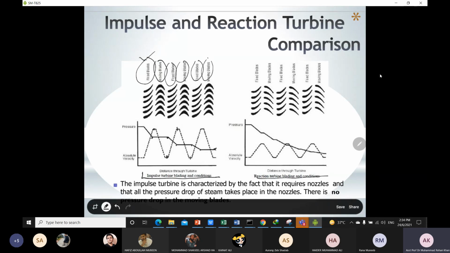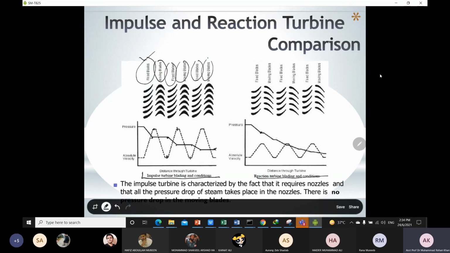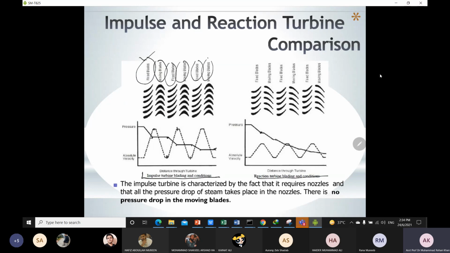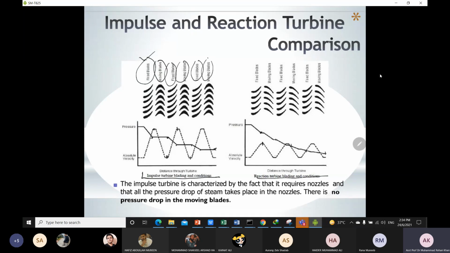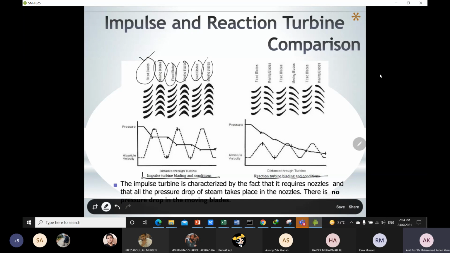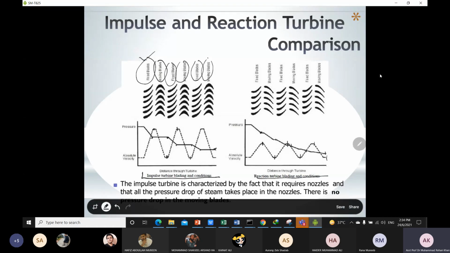In the case of reaction turbine, at the end of the fixed blade, the pressure decreases. When it is sent to the moving blade section, it again decreases, further decreases when sent to the fixed blade section, and further decreases until it reaches the end stage. So it is continuously decreasing. Then the absolute velocity at the end of your fixed blade section increases, then decreases when it is sent to the moving blade section, further increases, then decreases, then increases, and then decreases. Okay, so if we look at this graph, there is another difference.